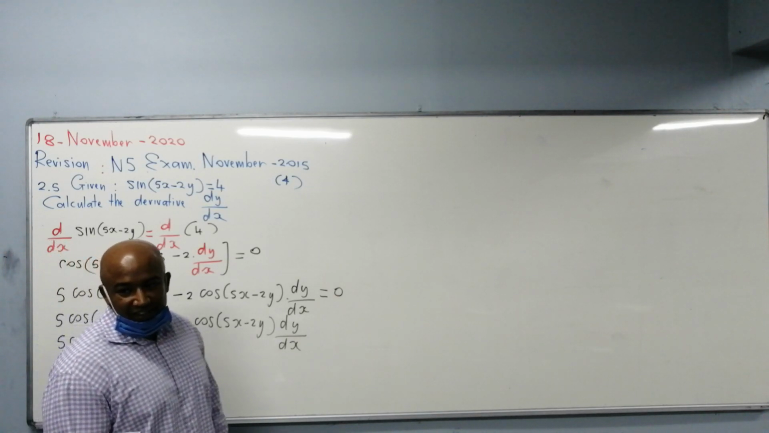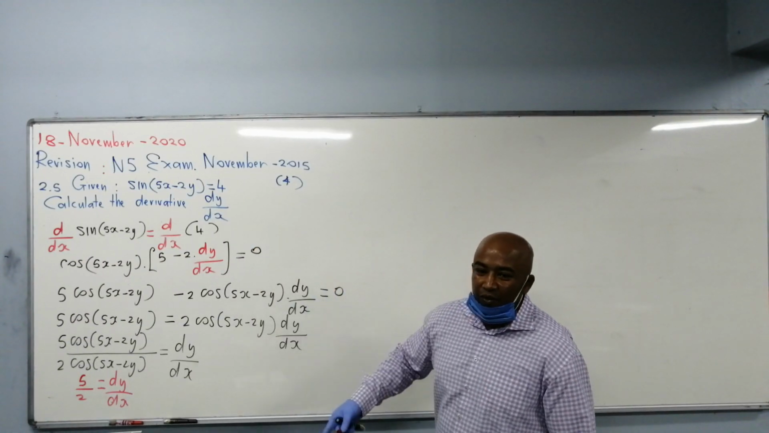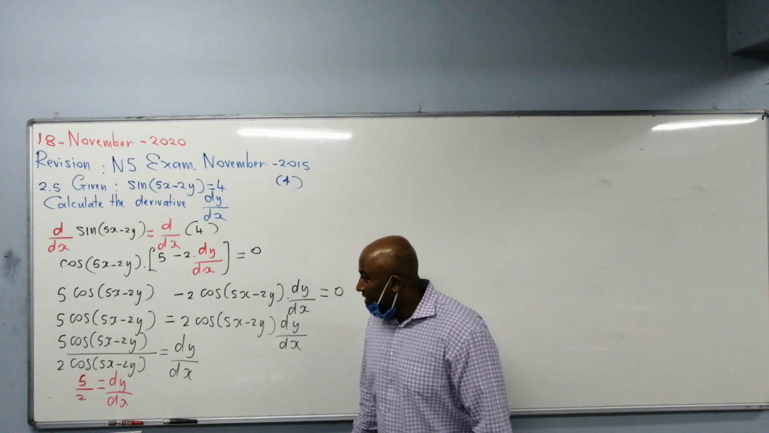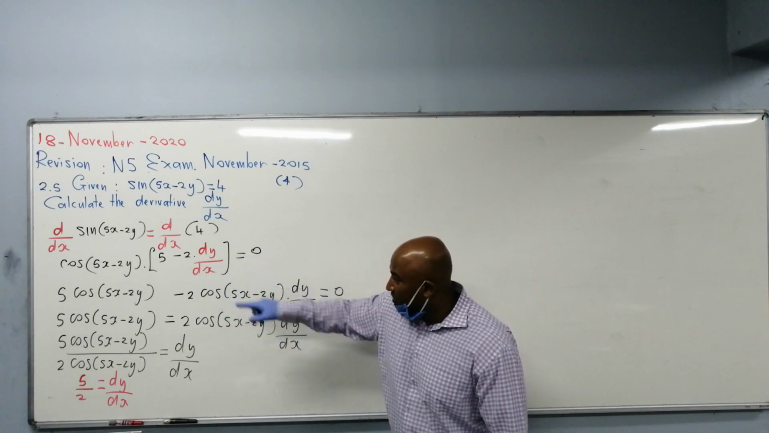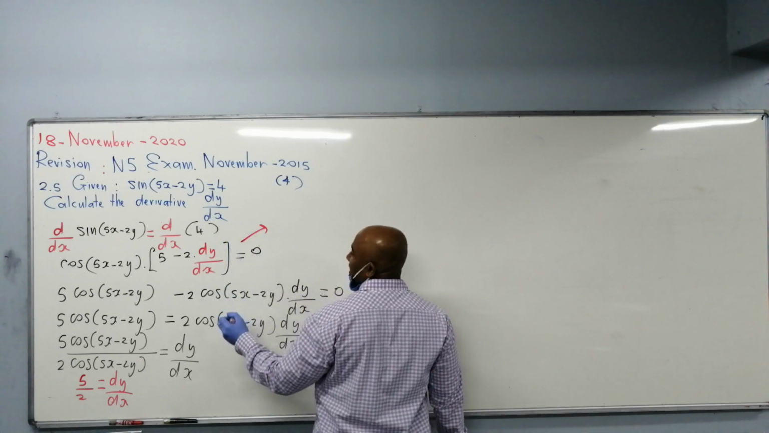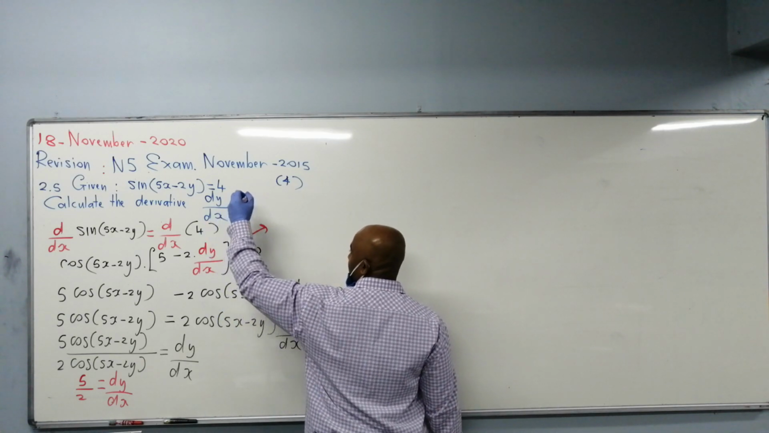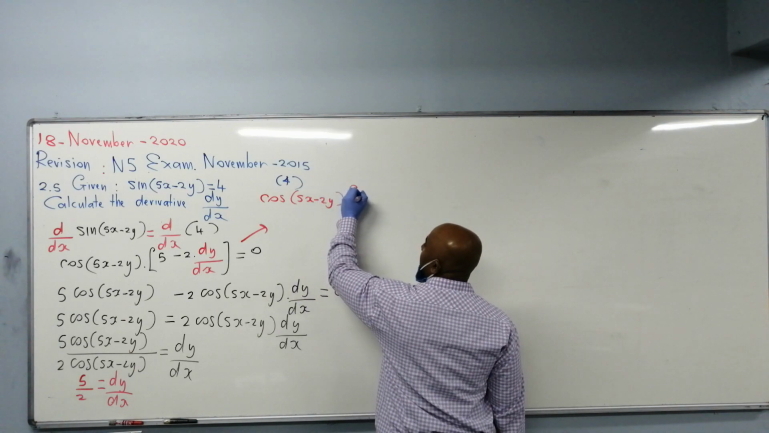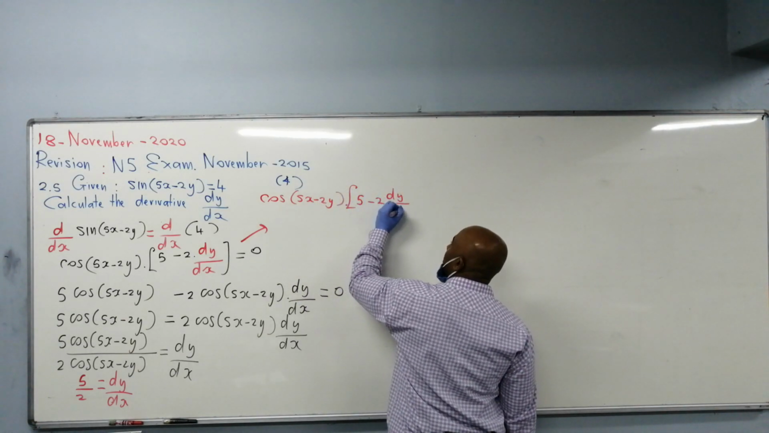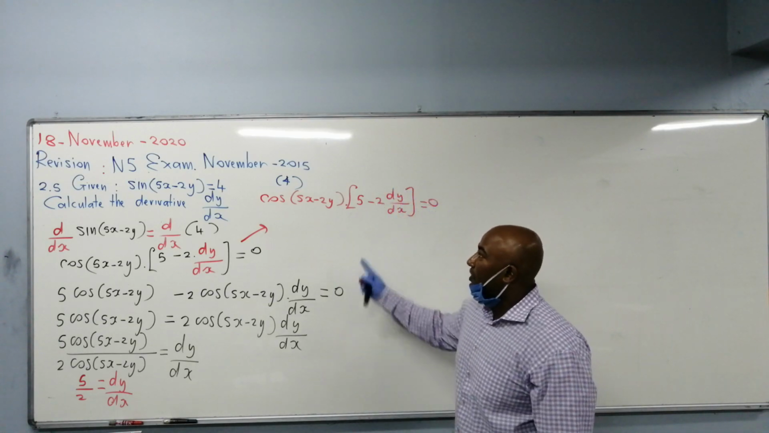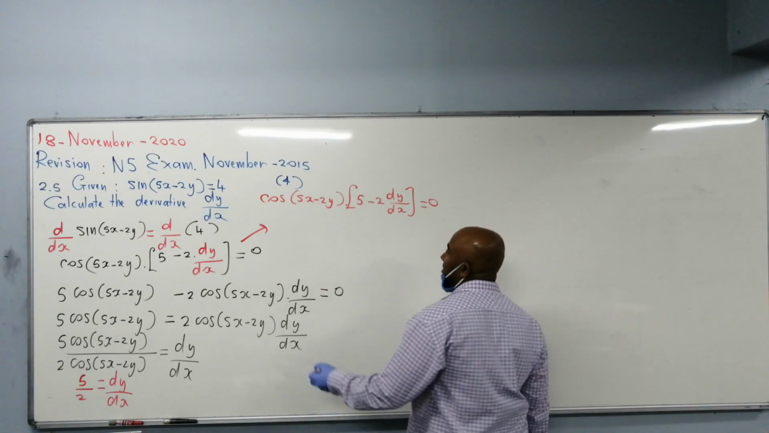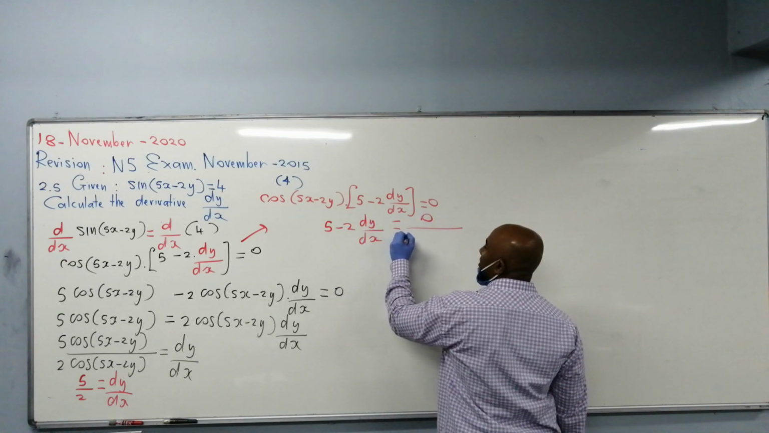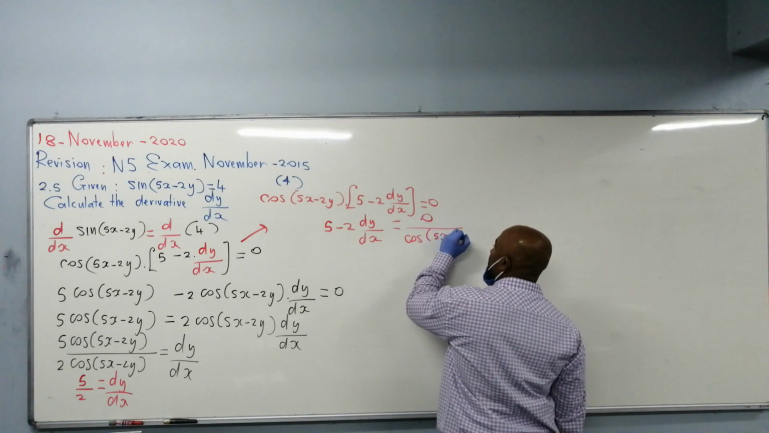I took the long way here. I just did the long way by removing brackets, but the short way will be, I'm sure you must be thinking, the shortcut will be just divide by whatever you have there. So I could have done this here. Let me just rewrite it there. Cos of 5x minus 2y multiplied by 5 minus 2 times dy over dx is equal to 0. The fact that this is multiplication, I can divide that. So I'm going to go 5 minus 2 times dy over dx is going to equal 0 divided by cos of 5x minus 2y.